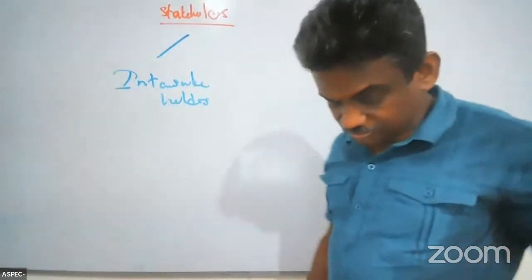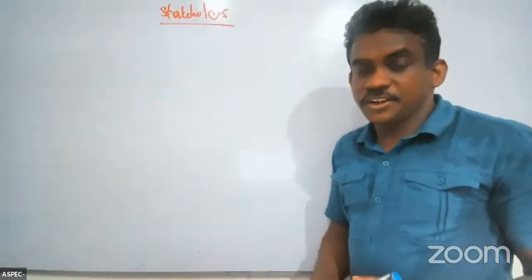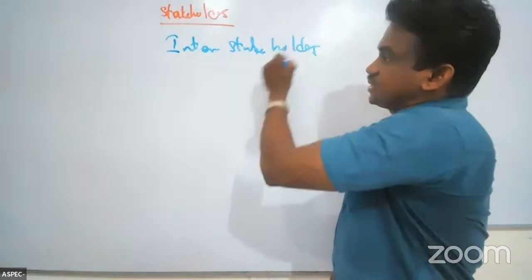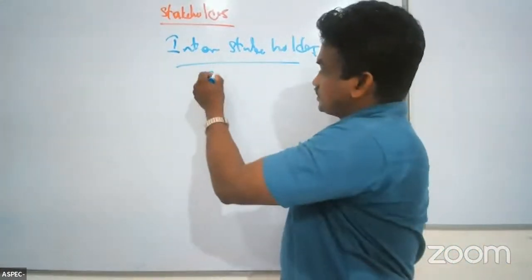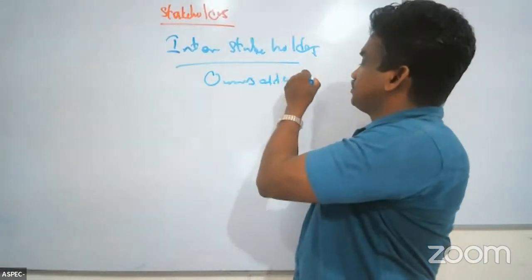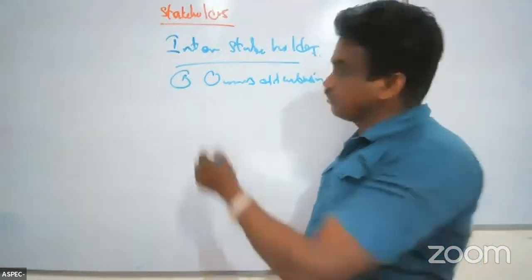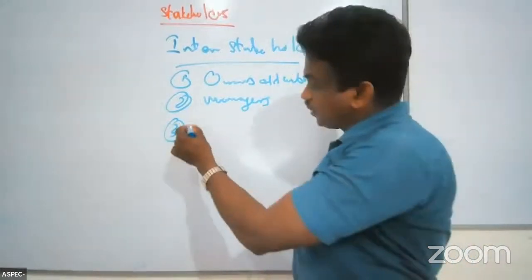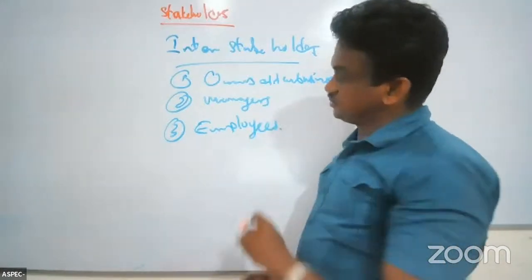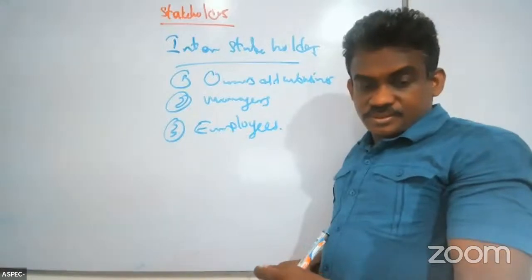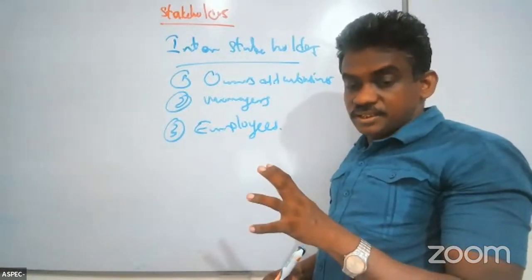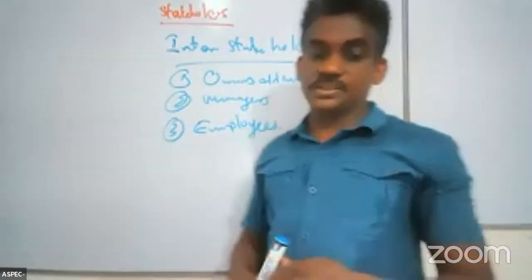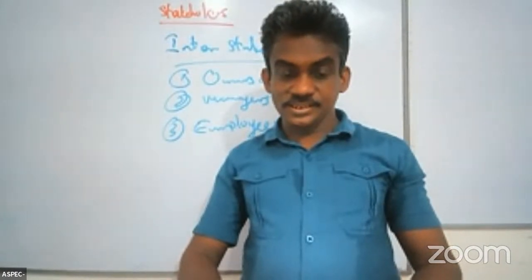Now we are going to identify the internal stakeholders. Who are the internal stakeholders? First one, owners of the business: internal stakeholder. Then managers, internal stakeholders. Employees in the business. In business, the internal stakeholders are the investors, owners of the business, managers, and employees, right? We can say these are internal stakeholders.